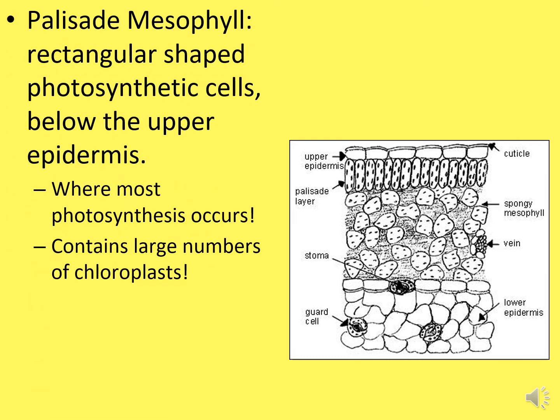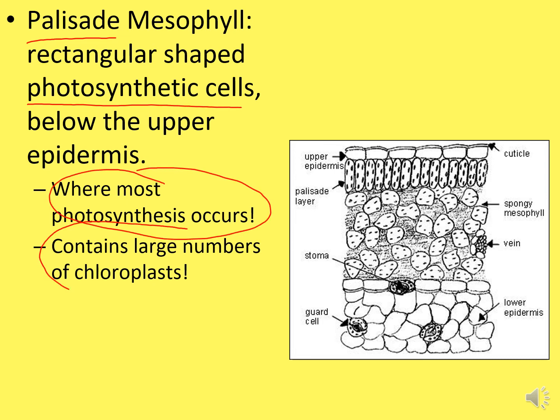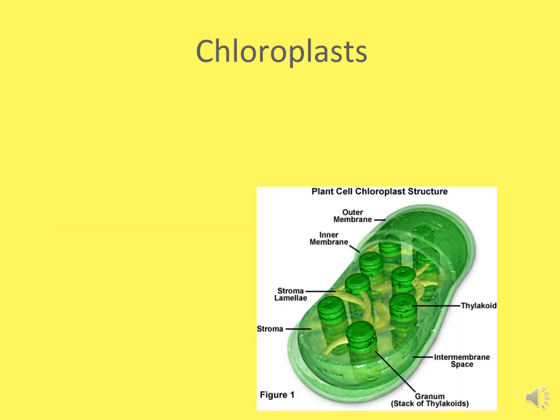Now we have the palisade. So my biggest thing is palisade has photosynthetic cells. This is where most of your photosynthesis occurs, and it has all of your chloroplasts. So palisade to me starts with P. So palisade would be our photosynthetic layer. And as you see here, it looks like the little chloroplasts and stuff, right? So that's the palisade area.